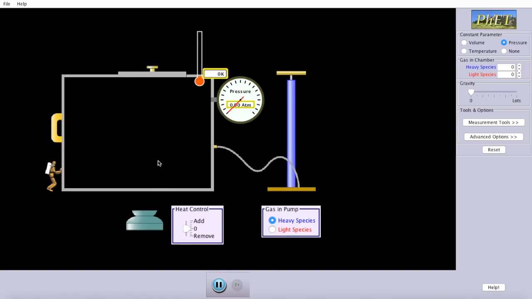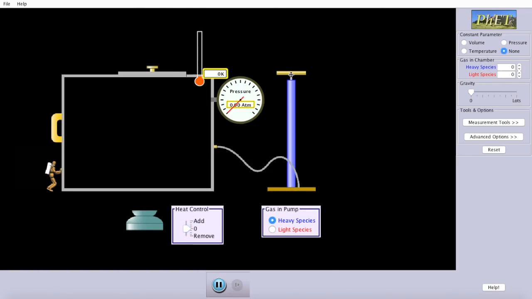We can change the temperature. We can add or remove heat to change the temperature. The pressure is the third one. We don't have a whole lot of control over that at this point. And finally, we have the amount of gas, or the number of molecules of gas. So let's get the thing rolling here.